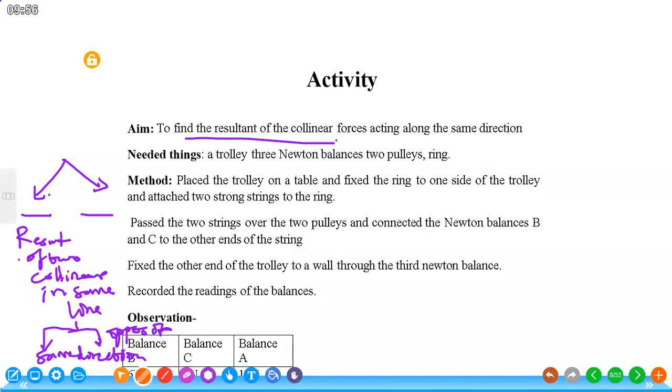And then second, we are going to study about the result of two parallel forces in different lines of action. Result of two parallel forces in different direction.